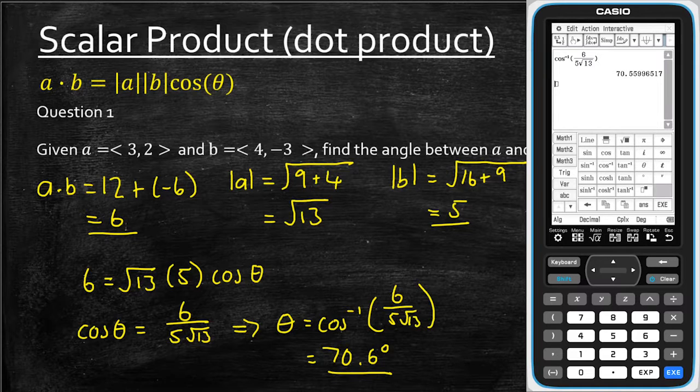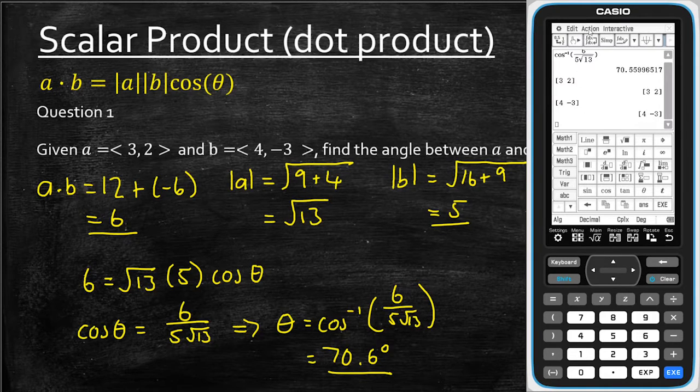There is actually an easier way in the ClassPad to find the angle between these two vectors. All we have to do is go to Math 2. We'll type in the two vectors as row vectors, so 3 and 2. That'll be my first vector, and the second vector is 4, negative 3. I'm going to plug in that second vector.